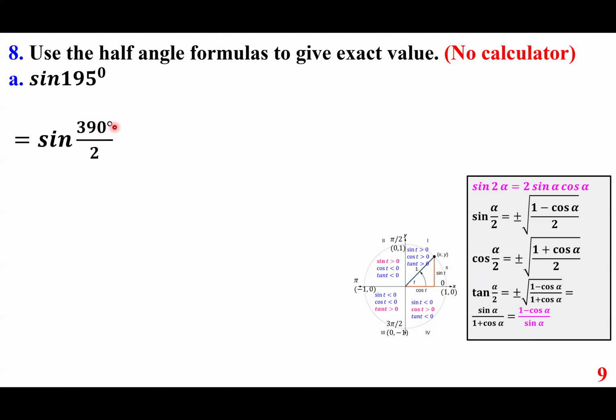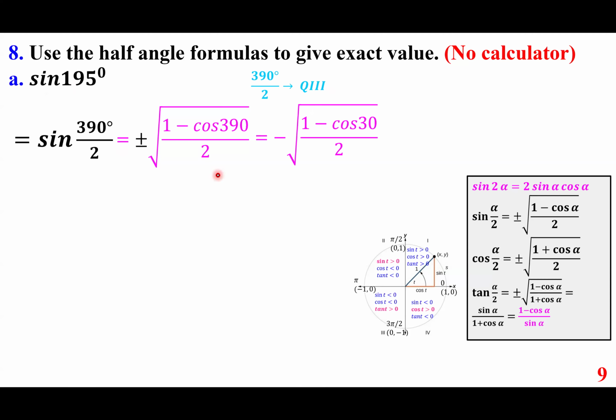Okay. So with that being the case, the sine would be plus minus the square root of 1 minus cosine alpha over 2. So plus minus the square root of 1 minus cosine of 390 degrees over 2. Now, 390 degrees over 2, or 195 degrees, I hope you know, is more than 180 degrees, which puts us in the third quadrant, and therefore we use the negative. In the third quadrant, sine is negative, so we use the negative. You have to figure out the sign on your own by looking at the quadrant.